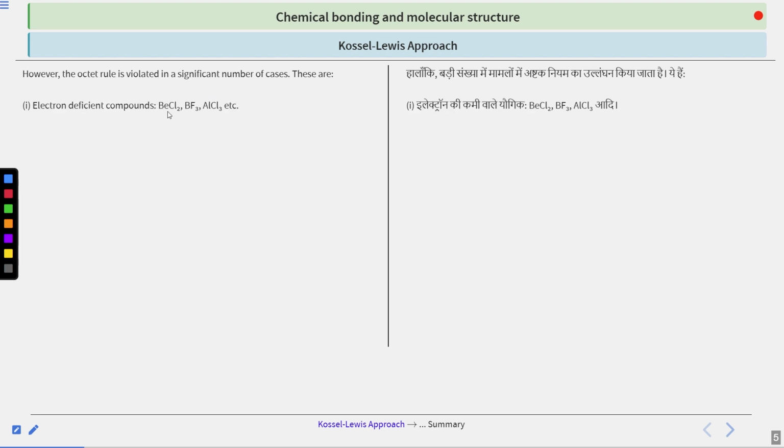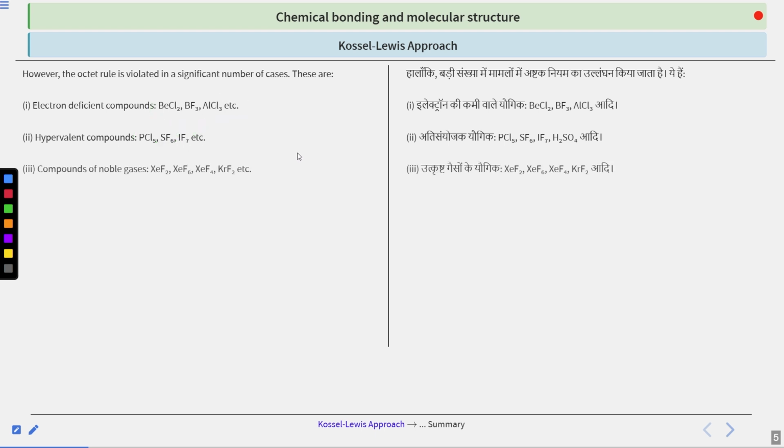The first case is electron deficient compounds, which are also called hypovalent compounds. In this case, in BCl2, if you draw the Lewis dot structure, there will be 4 electrons for boron, for BF3 it is 6, AlCl3 also 6. Whereas there are hypervalent compounds or electron rich compounds. In this case, since 5 chlorines are there, each giving 1 electron, that will result in a total of 10 electrons. SF6 has 12, IF7 has 14. Now you can see that it is always greater than 8 in these cases, whereas in the earlier case it is less than 8.